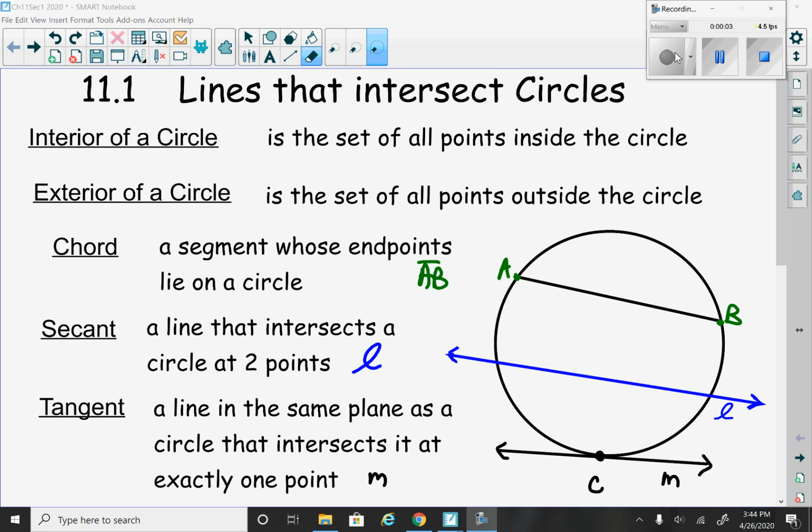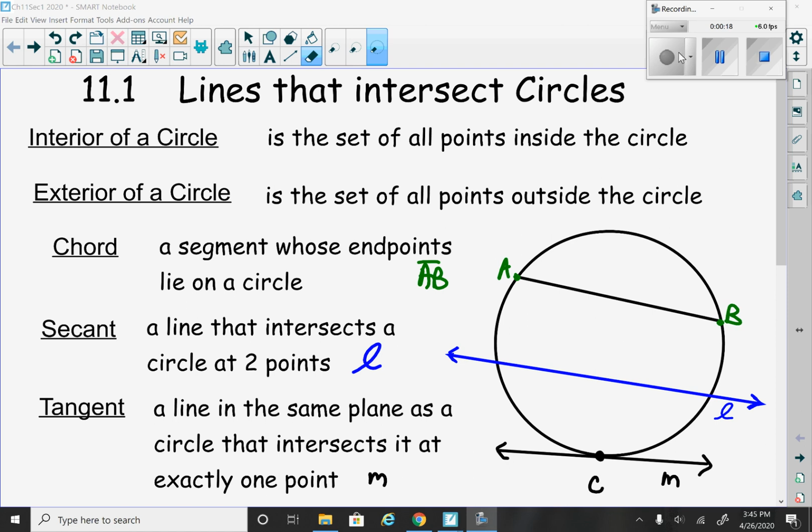Hi, this is Mrs. Young, and this is our first lesson in our unit on circles. A lot of times when you start a new unit, you have a lot of new terminology. So we're going to start with a little bit of vocabulary here.